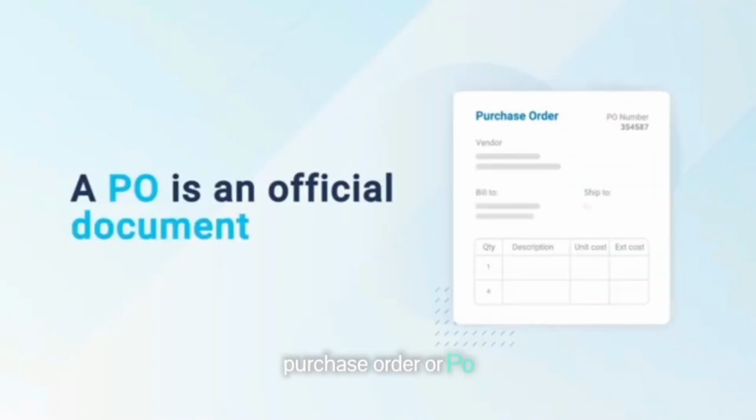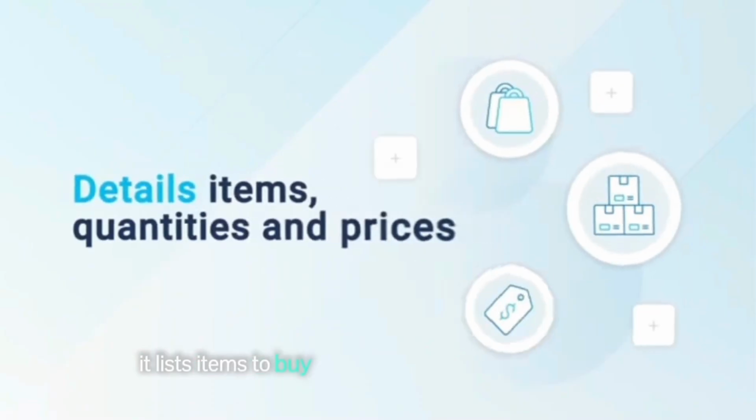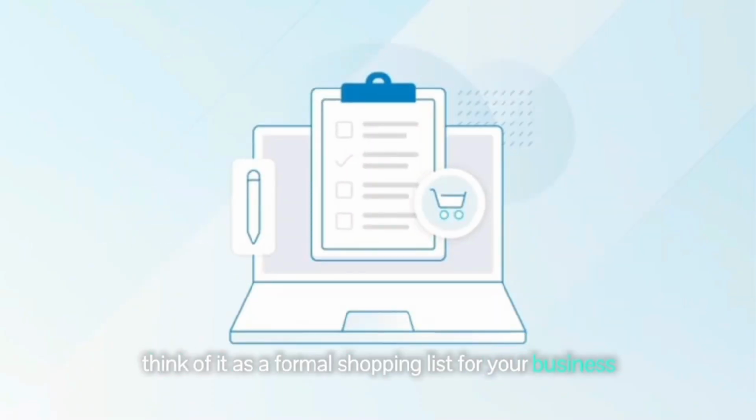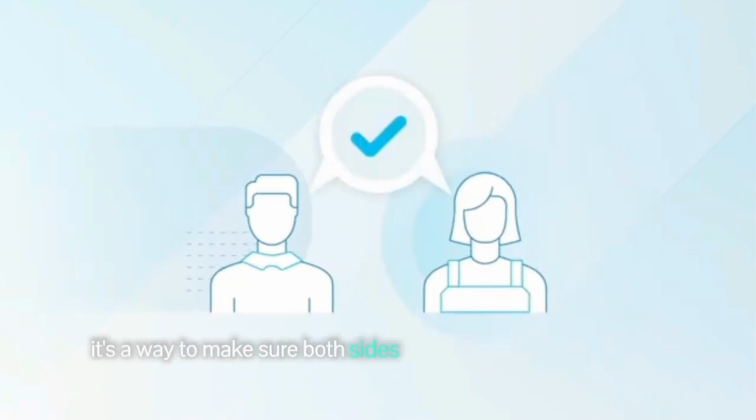A purchase order, or a PO, is an official document from a buyer to a seller. It lists items to buy, their quantities, and agreed prices. Think of it as a formal shopping list for your business. It also serves as a contract detailing the deal between buyers and sellers. This includes the items, delivery dates, and payment terms. It's a way to make sure both sides understand and agree to the terms.